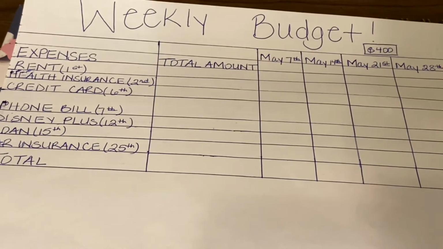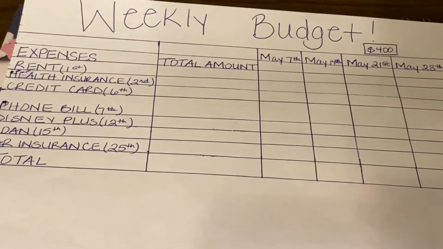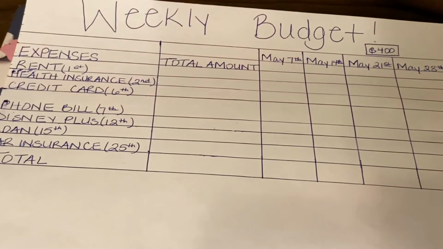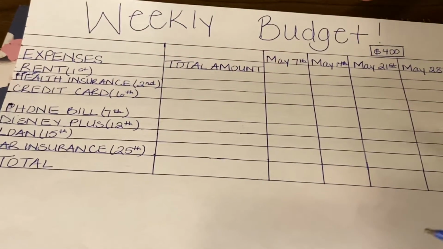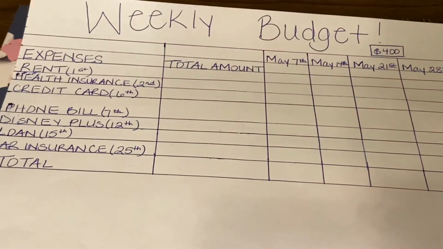Being that it is May 7th, when we check the due dates of our rent, that means that it would have already been paid. Health insurance would have already been paid, and credit card would have already been paid. But first, let's just write down how much we have to pay in total for each of these expenses.